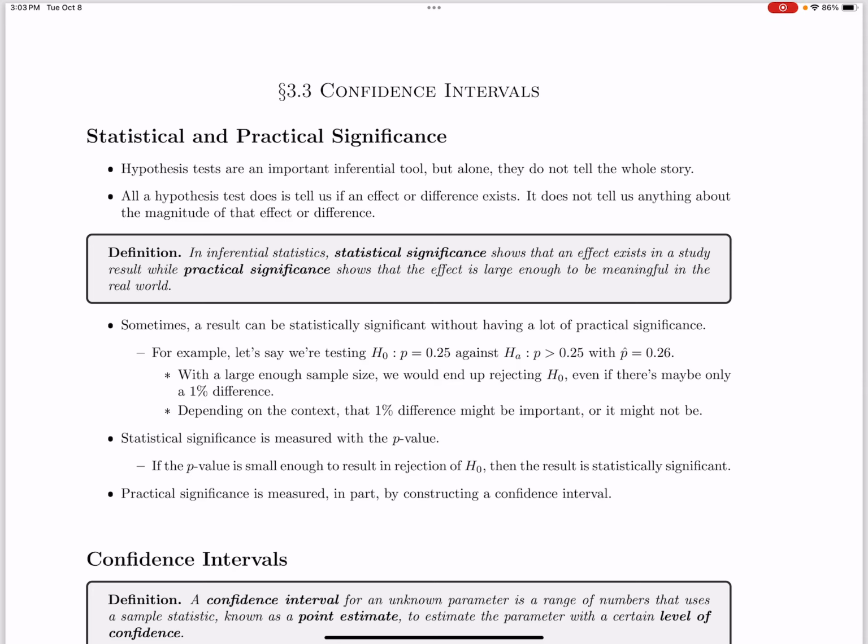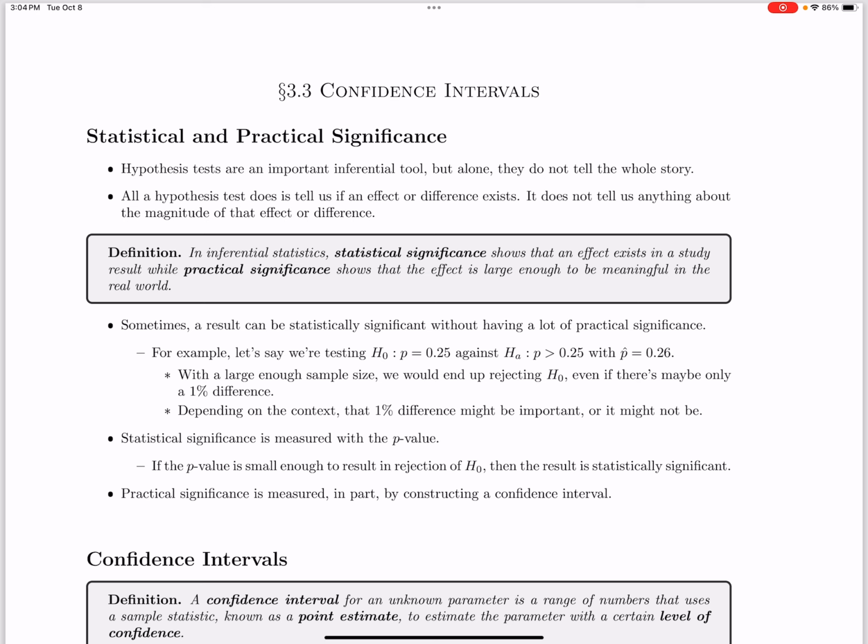We're going to cover section 3.3 in this video. This is all about confidence intervals and how they relate to hypothesis tests when we're trying to perform inference. And I thought that a good way to approach this topic would be to talk about statistical and practical significance. So hypothesis tests are an important inferential tool, but they don't tell us the whole story. All a hypothesis test does is tell us if an effect or difference exists, but it doesn't really tell us anything about how large that effect is.